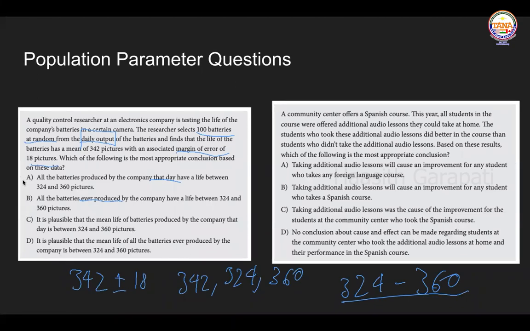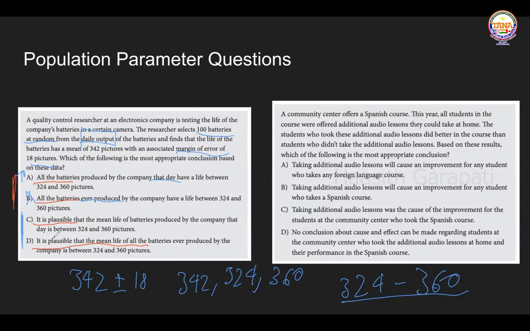Therefore, A is a better answer than B. And any time an answer is better than another, the worst answer is obviously going to be wrong. But still, we haven't taken a look at C and D, so let's do that. The difference between A and B and C and D is that in A and B, they say all the batteries. And then in C and D, they say it is plausible, the mean life of the batteries. So it is plausible means, okay, we think it's this, but we're not completely sure.